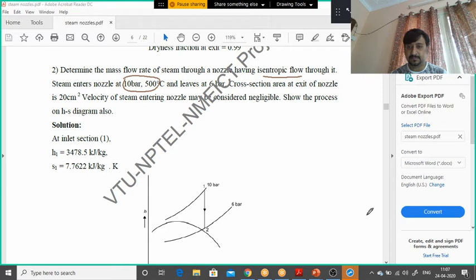And leaves at 6 bar. Cross sectional area at the exit of the nozzle is 20 centimeters square. Velocity of steam entering the nozzle may be considered negligible. Show the process on the h-s diagram. That's it. Determine the mass flow rate of steam. Okay, they are asking for the mass flow rate of steam.